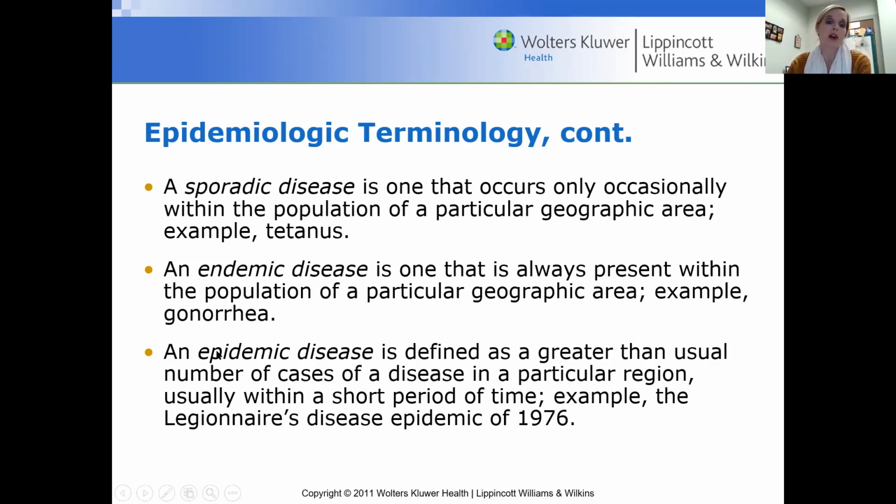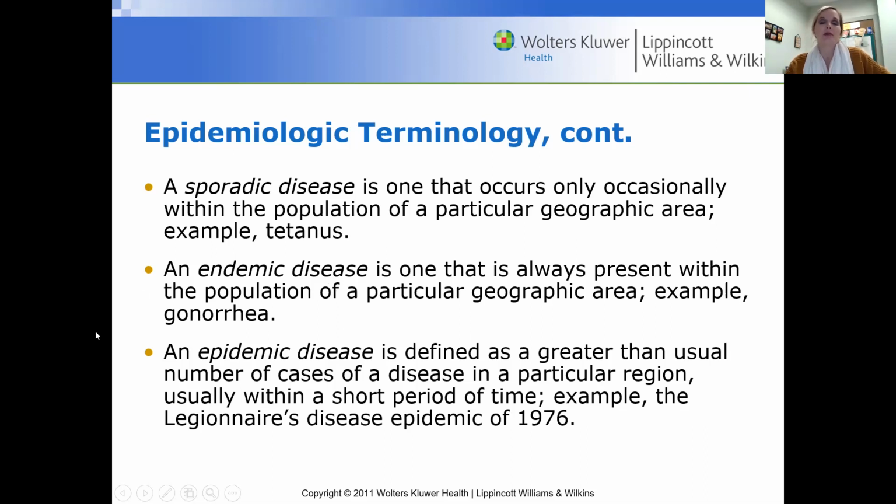So an example would be gonorrhea. This is one that at any given point in time, someone in this particular geographic region has gonorrhea. Someone in Louisville, Kentucky. An endemic just simply means that it is something that is ongoing. Someone at this point in time has that.